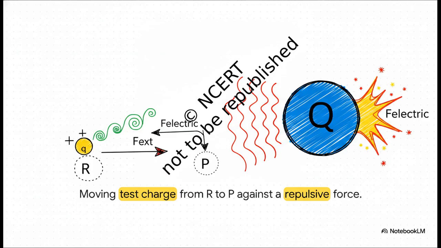All the physical effort we exert, literally the work we do against that repulsion, gets fully stored in little q as potential energy. If we were to just let go, the electric force would instantly take over, throwing q away and converting all that stored potential energy right back into kinetic energy.